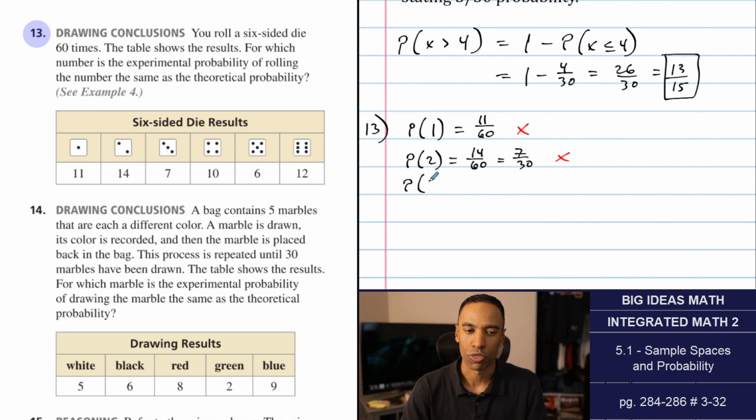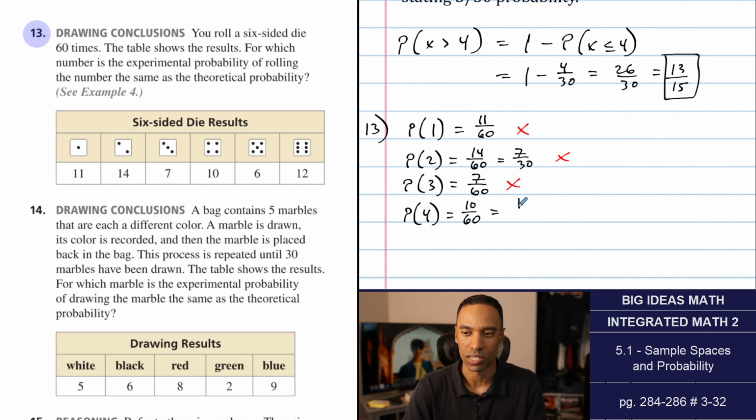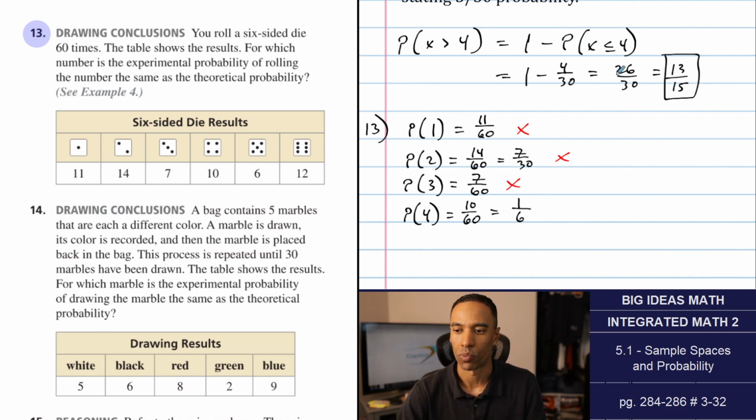The probability of 3 is 7 out of 60, which does not reduce, and therefore is not 1 out of 6. Sorry if I was saying 1 out of 60. I meant 1 out of 6. Sorry about that. Number 4, probability of 4 is 10 out of 60, and that reduces to 1/6, and that's the one that we're looking for.